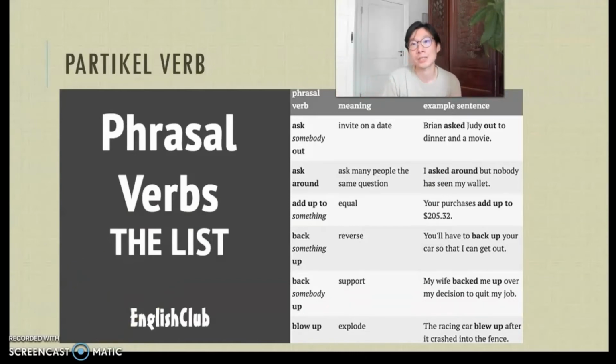Let's start by looking at some common phrasal verbs in Swedish.